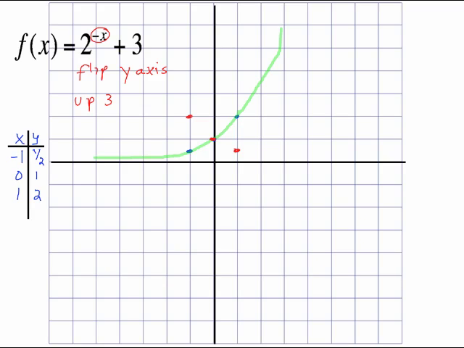So let's change colors to this and take each of those points and move them up 3. 1, 2, 3. This point up 1, 2, 3. And this point up 1, 2, 3. And you can see my curve coming through this way.